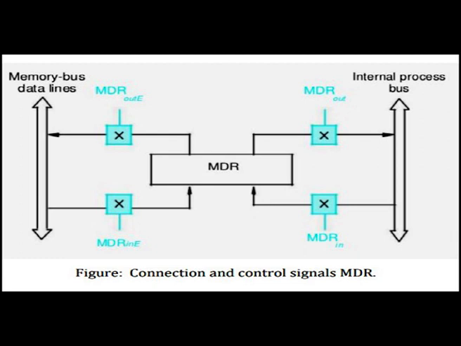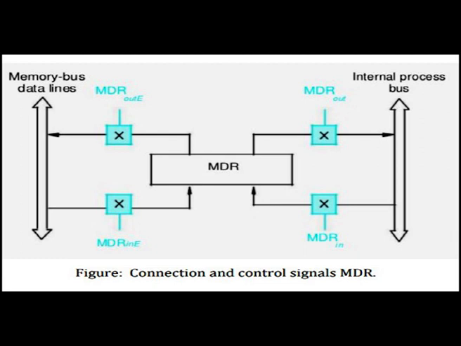So here we have a diagram showing the connections and control signals with the MDR. At the same time, the processor uses the control lines of the memory bus to indicate that a read operation is needed. When the requested data are received from the memory, they are stored in register MDR, from where they can be transferred to other registers in the processor.